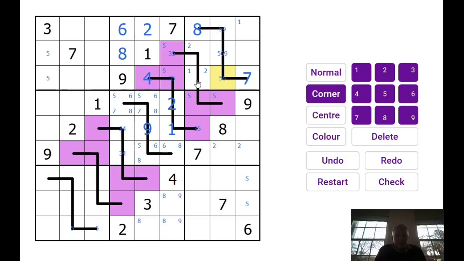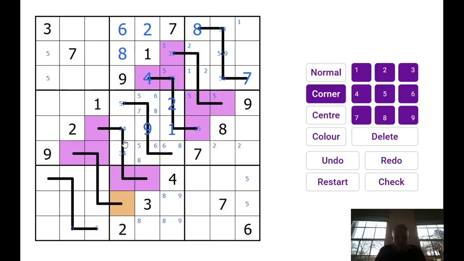Hopefully I won't need to call Simon back, though. 3, 4. This can't be 6 or 8 now, so it's 5 or 7. Okay. 6, 9, 3, 4, 2. Now, one of these must be a 1. Could it be that one? We'd have a 2 here. Could just be at the moment. There might be a way of ruling that out. I have a feeling it's not, but certainly can't prove it.